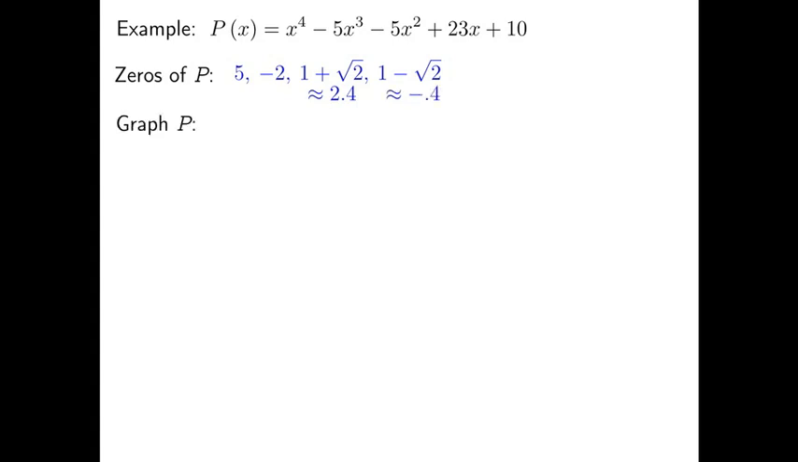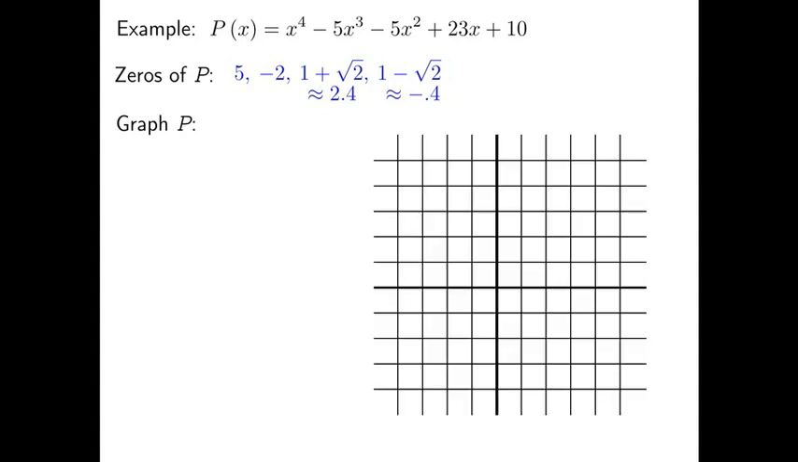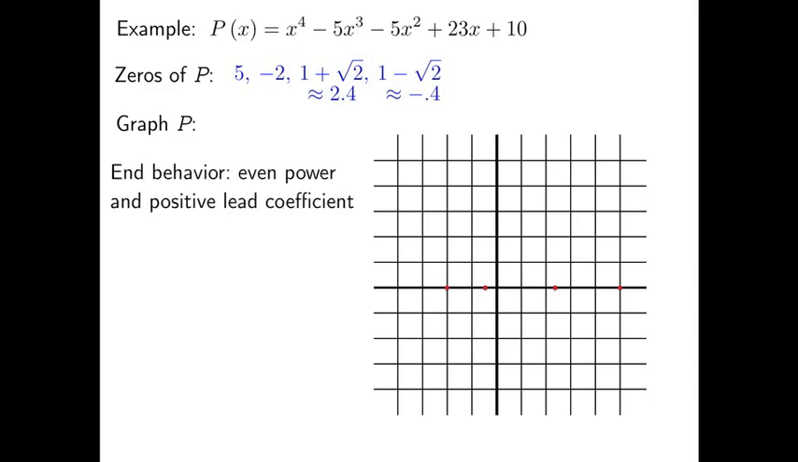Now, to graph P, let's begin by plotting our zeros: -2 and -0.4, and 2.4 and 5. Now our end behavior: we have an even power and a positive lead coefficient. What that tells us is that y will go to positive infinity as x goes to negative infinity, and y will go to positive infinity as x goes to positive infinity. Basically, the end behavior both will be pointing up as we go out to negative infinity and positive infinity.